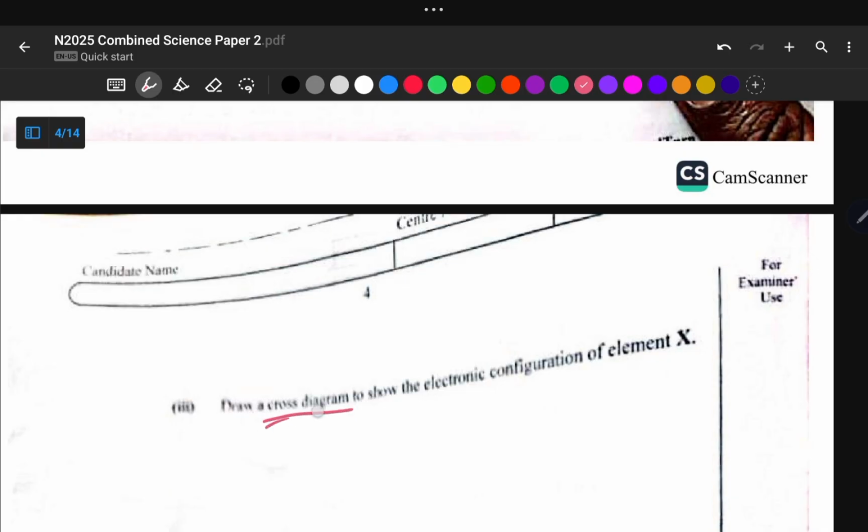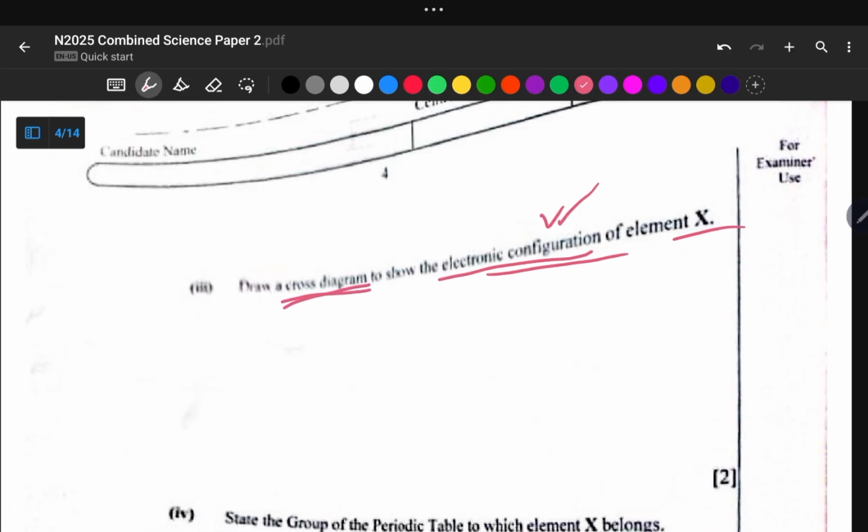Draw a cross diagram to show the electronic configuration of element X. So we need first to understand the definition of electronic configuration. So electronic configuration is defined as the regular arrangement of electrons in their electron shells, right? It is the regular arrangement of electrons in their electron shells. So we are required to give it as a cross diagram. So we have got 2 methods of writing the electronic configuration. We have this one.